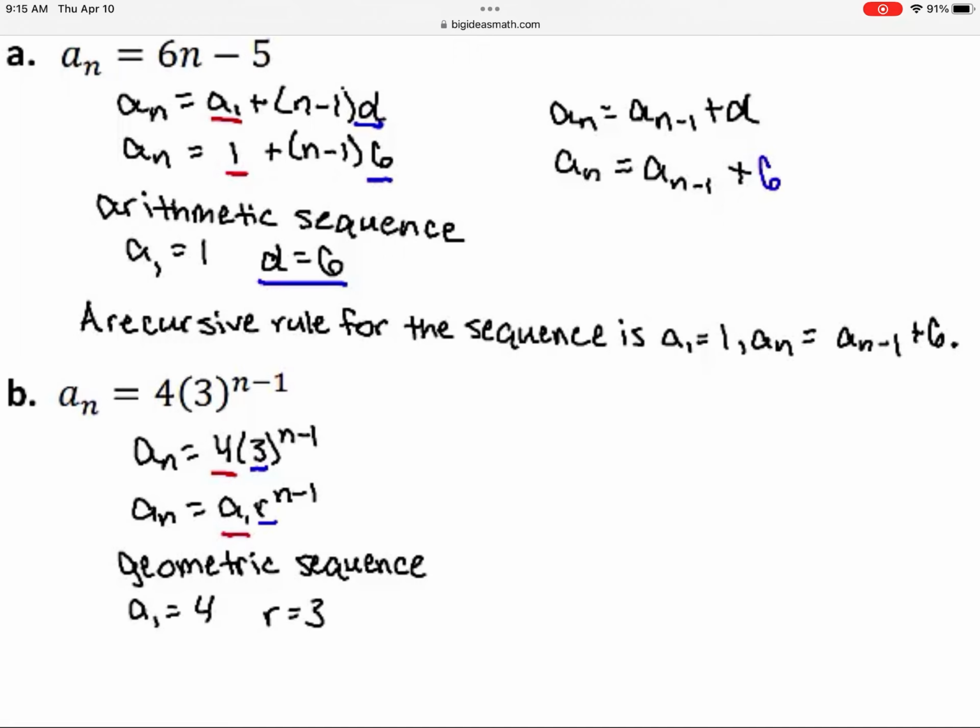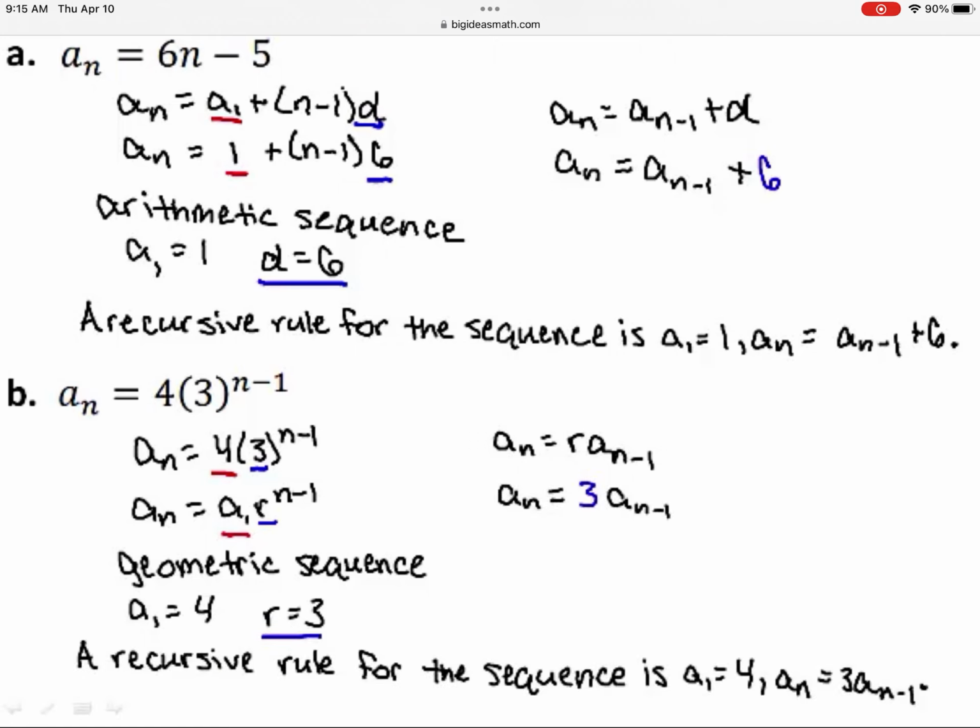The recursive equation for a geometric sequence is a sub n equals r times a sub n minus 1. Substitute 3 for r. So a recursive rule for the sequence is a sub 1 equals 4, a sub n equals 3 a sub n minus 1.